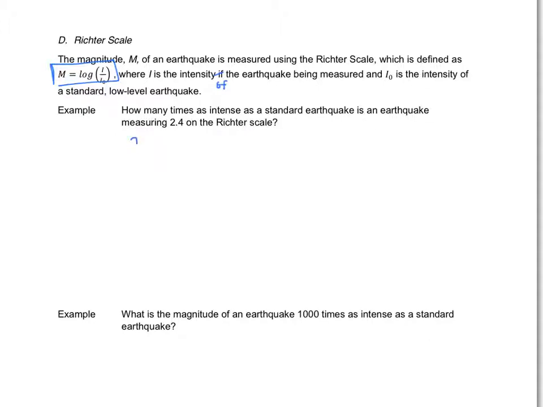To figure that out, we're going to replace m in the formula with 2.4, and then solve for I over I naught. When it says how many times as intense, it's like that other question we answered. They're actually asking for that ratio. Writing this in exponential form, we write 10 to the exponent 2.4 equals I over I naught. Then with your calculator, evaluate that, and we get 251.2.